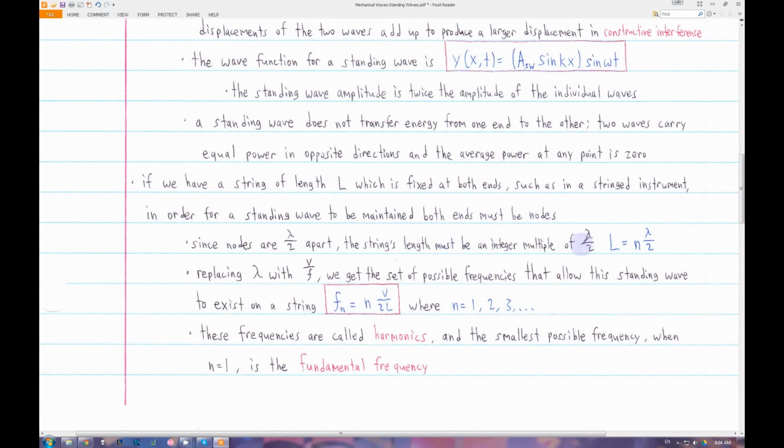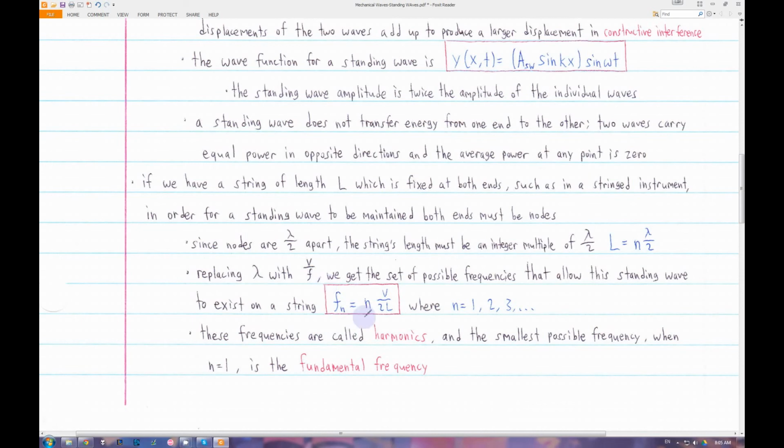If it's not an integer multiple of 1/2 of the wavelength, then both of the ends cannot be nodes, which would mean one of the ends would have to be undergoing displacement, which is not possible if it's a fixed end. So these are all the possible lengths of the string in order for the standing wave to be present. Now, rearranging this equation and substituting with frequency, we can find all the possible frequencies that the standing wave can have.